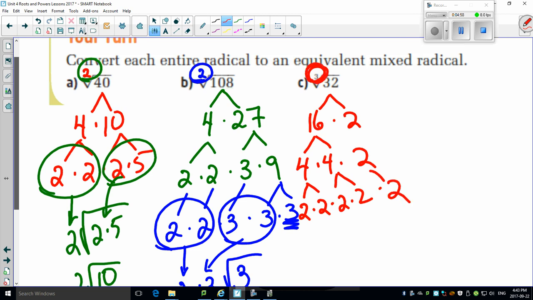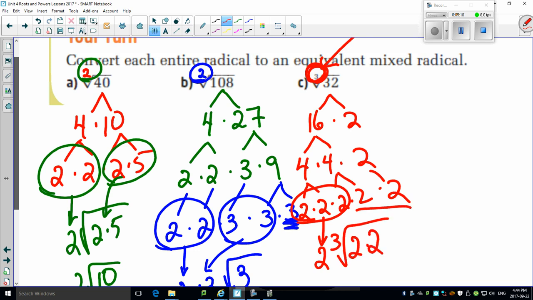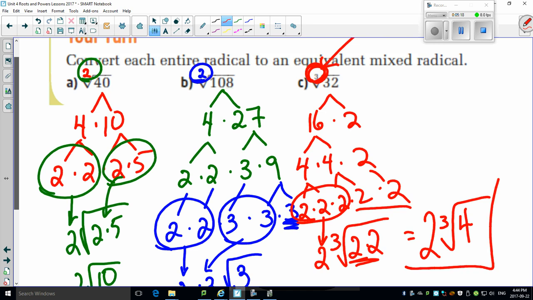You're looking for a triplet, okay? There's 3 of them right there. Take one guy out. The original is a cube root of what's left. 2 times 2. Well, wait a second. 2 cube root of 2 times 2 is just plain old 4. And that's how you make them into pretty mixed radicals.